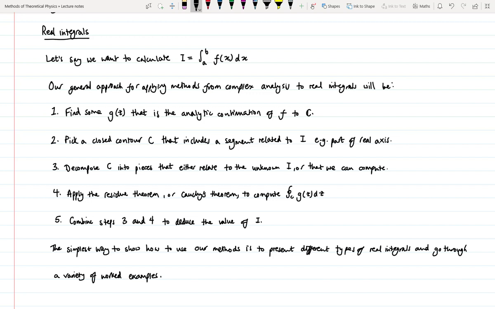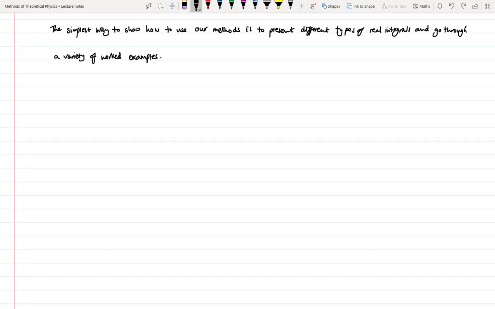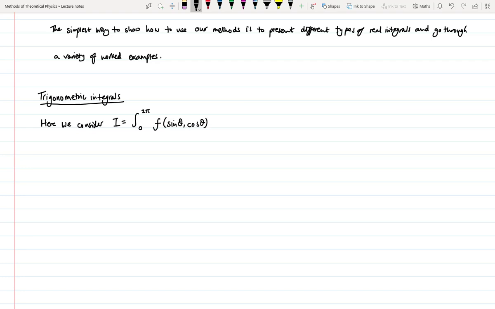So far we've been writing a lot of text in this video. Now we're going to start playing around with some proper examples. The first type of integrals we're going to be looking at are trigonometric integrals. Here we'll be considering real integrals I that are generally of the form integral over an angle going from 0 to 2 pi of some function of the trigonometric functions sine and cos d theta.